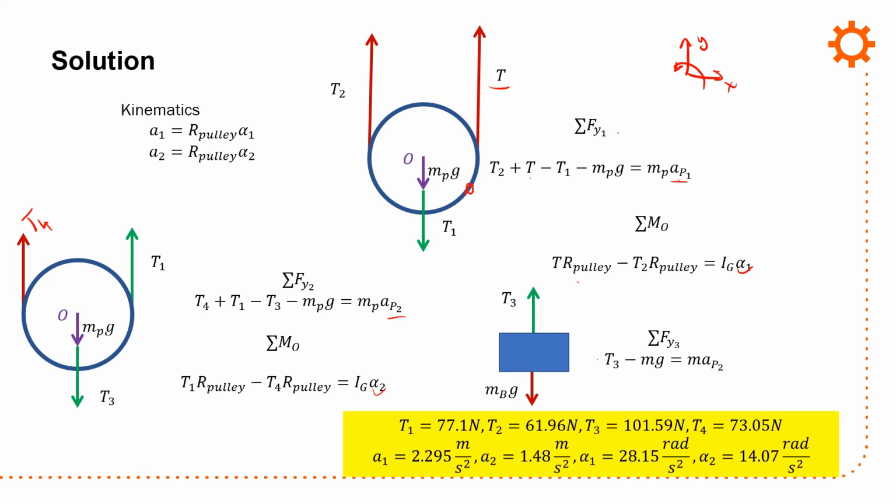And if I solve through for it, I get T1, which is 77.1, T2, which is 61.96 newtons, T3, which is 101.59 newtons, and T4, which is equal to 73.05 newtons. On the other one, I have acceleration 1, which is 22.3 meters per second squared, acceleration 2, which is 1.5 meters per second squared, alpha 1, which is equal to 28.2 rads per second squared, excuse me, and alpha 2, which is 14.1 rads per second squared.